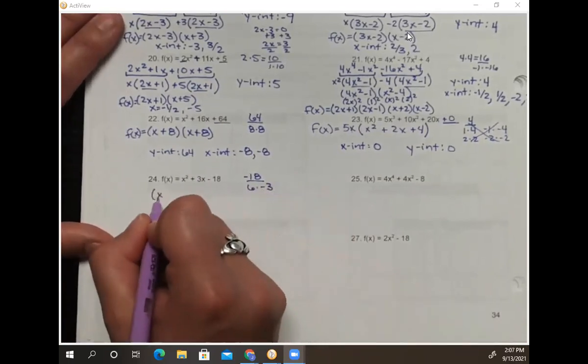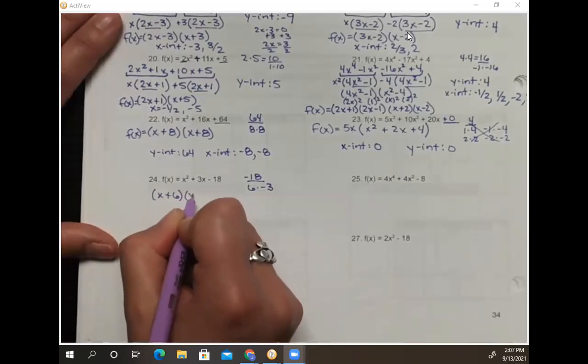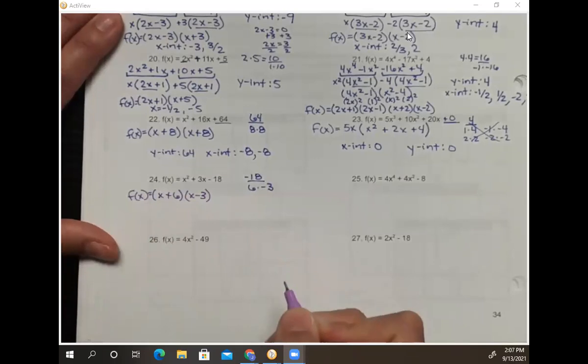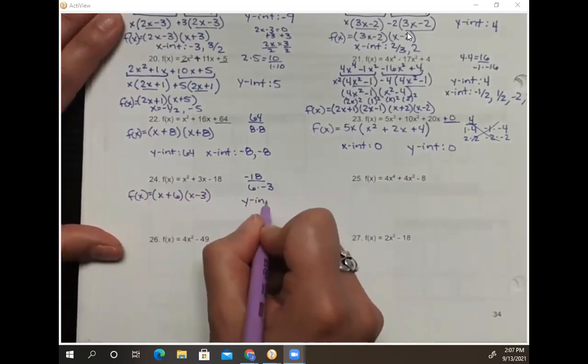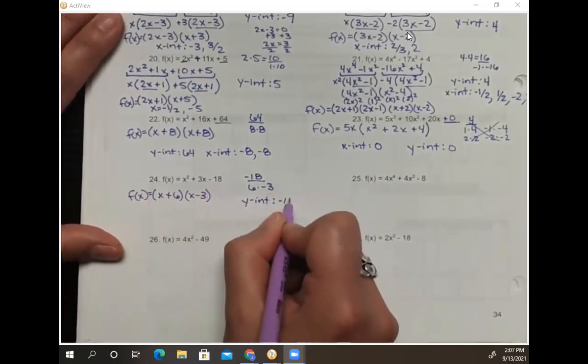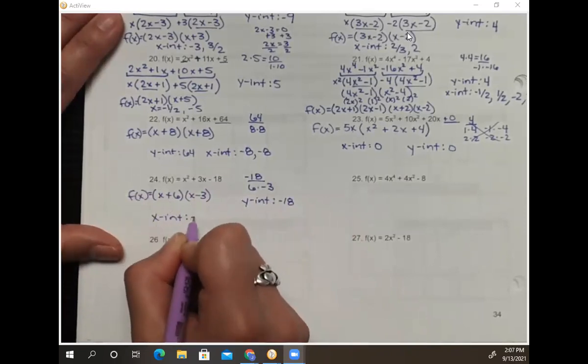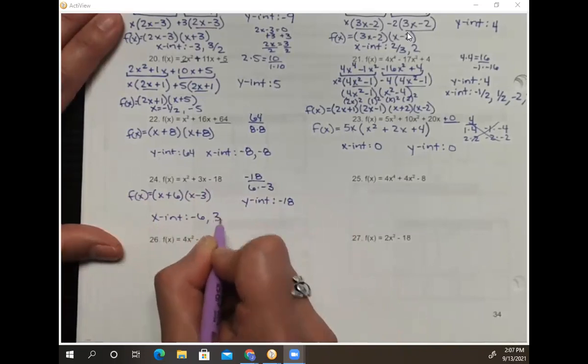So this would be (x + 6)(x - 3) for my factored form. My y-intercept is -18, and my x-intercepts are -6 and +3.